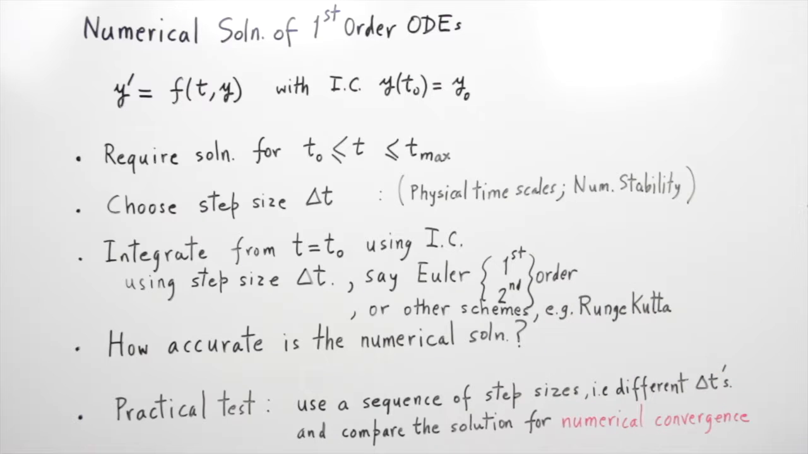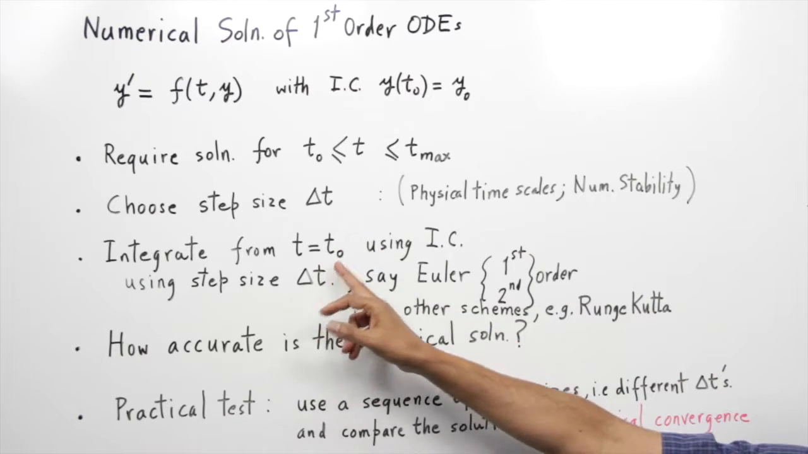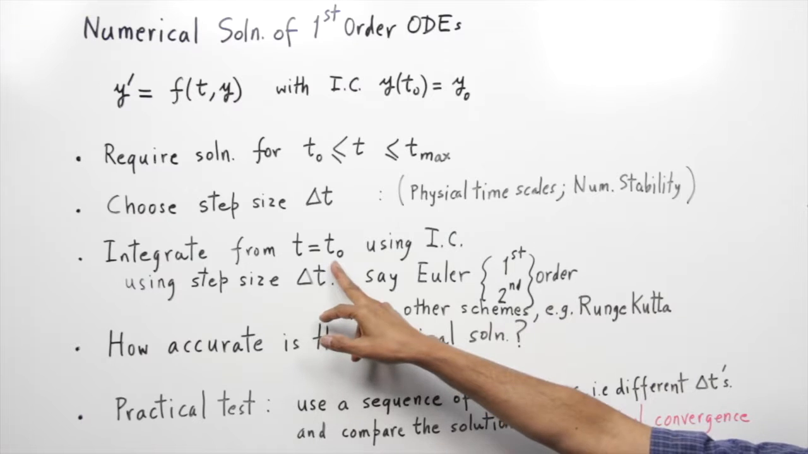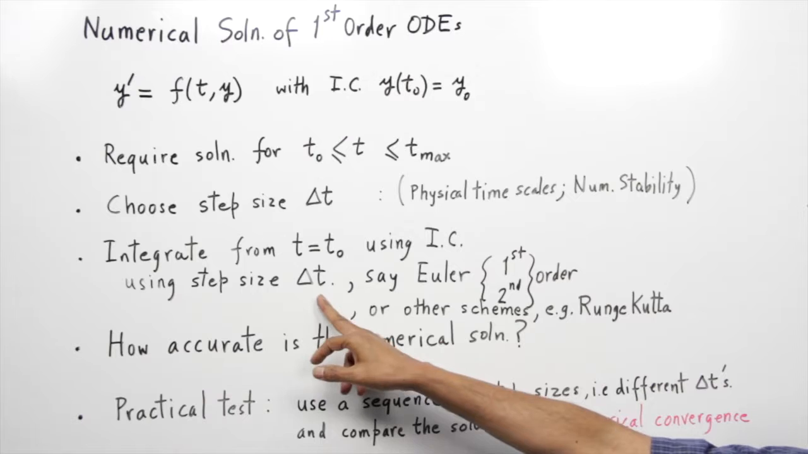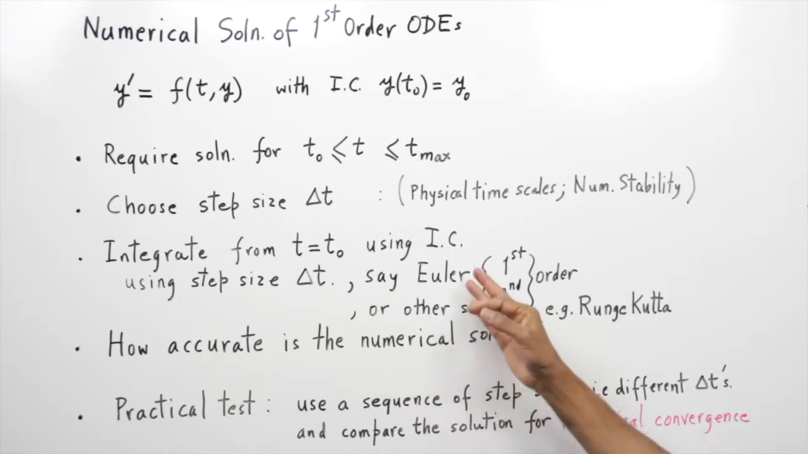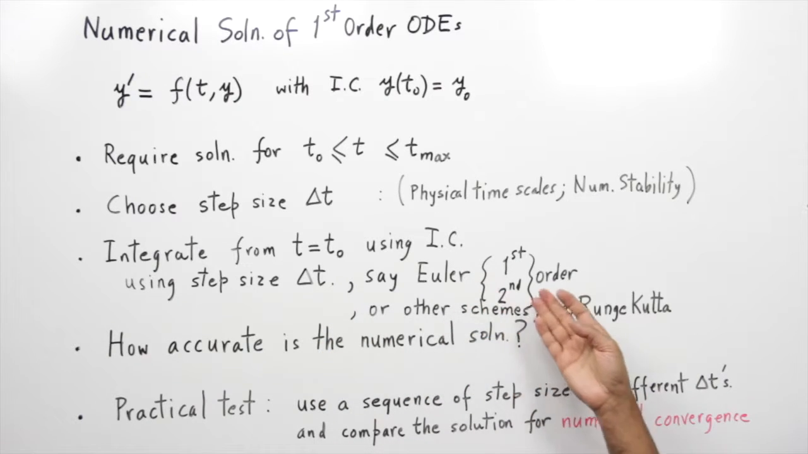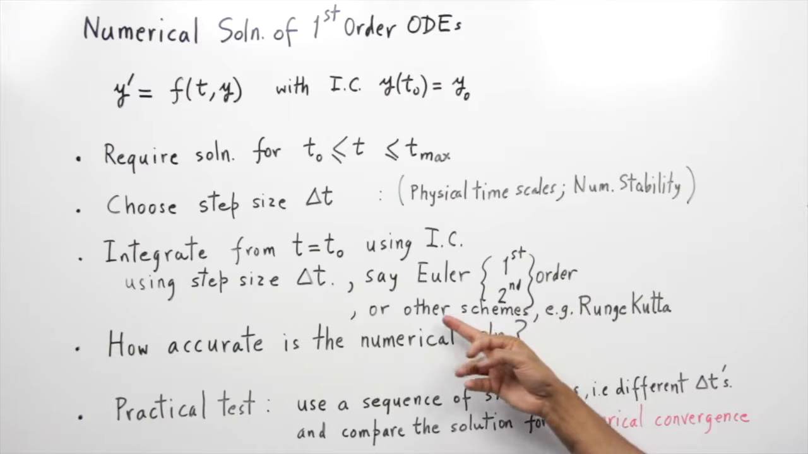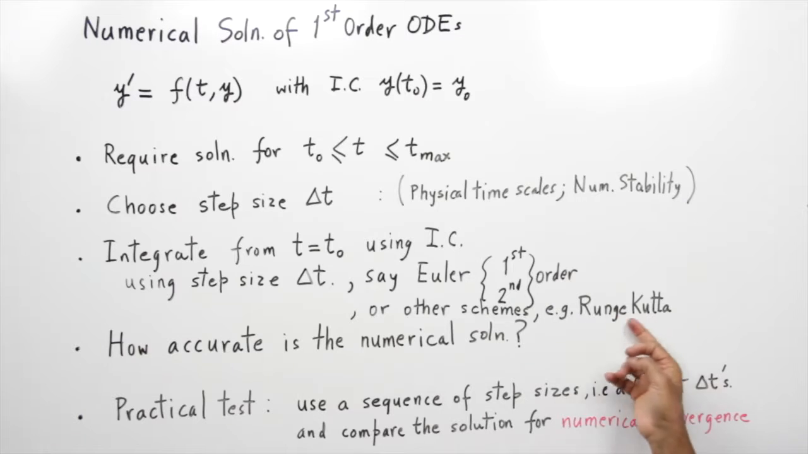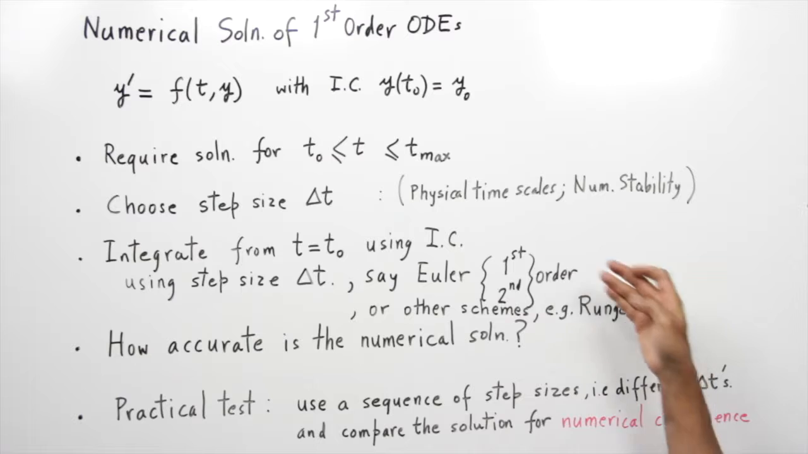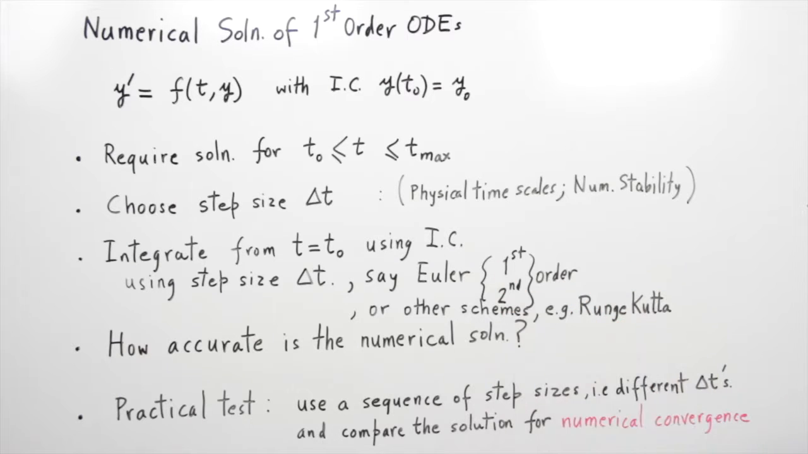All right, so we are going to choose a step size using these considerations, and then we start integration from t equal to t0 using this initial condition and the step size delta t, and we will choose one of the algorithms. For example, we have talked about Euler first order, or the improved first order method, which is a second order method, or predictor corrector method. Or there is a whole bunch of other schemes that you can learn about. For example, there is the class of Runge-Kutta methods, and there are lots of other methods too, and they can all be programmed and one can then integrate.